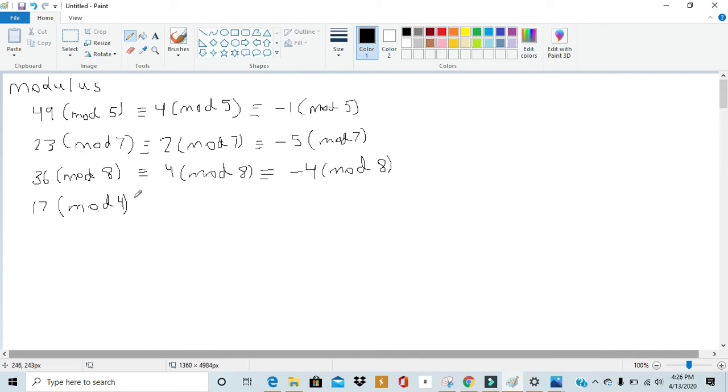So, the largest multiple of 4 less than 17 is 16, and 17 is exactly 1 more than that. So we can express 17 mod 4 as 1 mod 4. Now if we look the other way, the smallest multiple of 4 greater than 17 is 20, and it's exactly 3 more than 17. So in order to get 17 from 20, we have to subtract 3. So we get negative 3 mod 4.